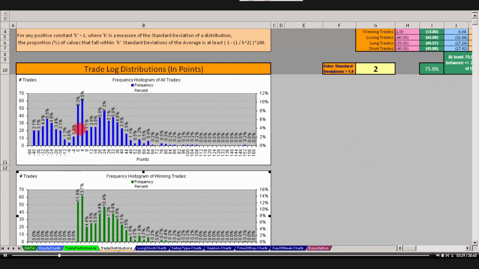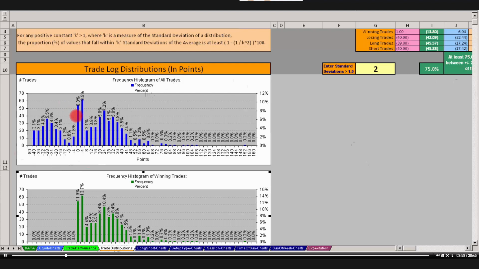Now if we look at the bar on the right, which is the tallest bar, that's between 4 and 8 points. Remember, it's between 4 and the number to the right, so a 4 to 8 point return. If I slide the highlighter to the top of that bar, we see that the top is a little over 60, so maybe 62 trades ended up with a return between 4 and 8 points.